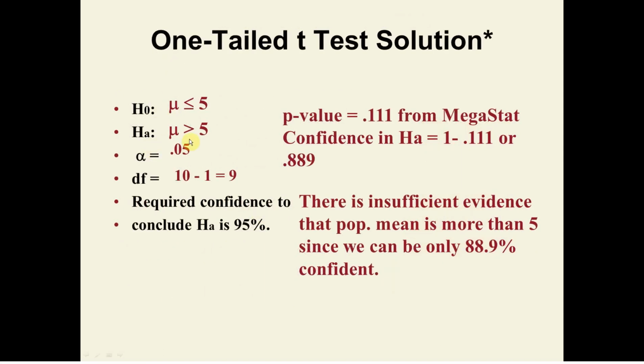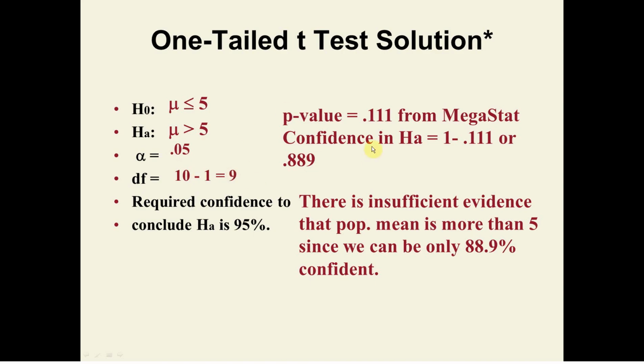More than 500: population mean weekly sales greater than $500. Therefore, the exact opposite is the null. Now, this has the inequality in it, so it's the alternative. So the opposite is less than or equal to 500. The significance level is 0.05. For degrees of freedom, there are 10 sample points, so there's only 9.